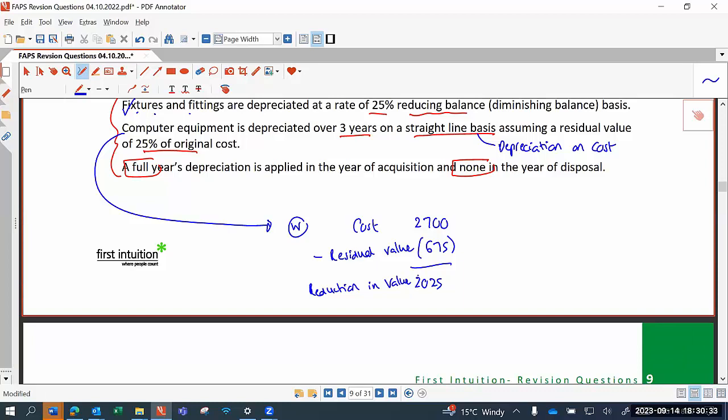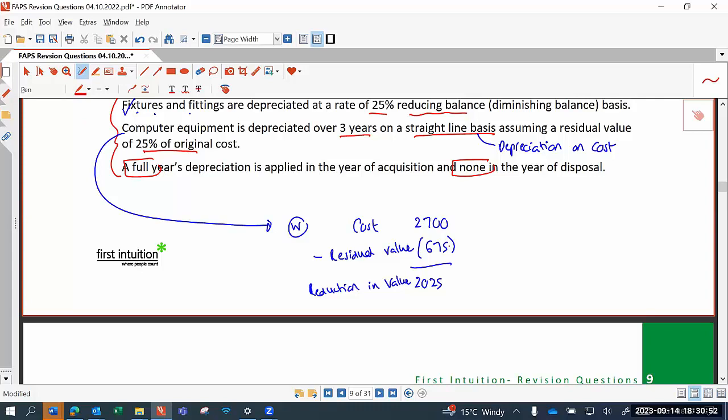And thank you for that, Rachel. Yes, you're absolutely right. Straight line means that the value is relative to the original cost, not the carrying value. Absolutely. And this calculation I'm showing you here isn't actually needed in this case. I'm just doing it as a reminder of how to calculate straight line depreciation.